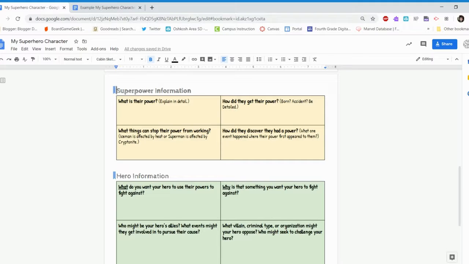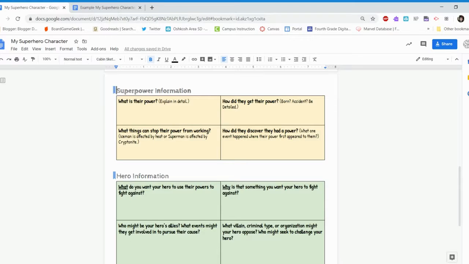What things can stop their power from working? So weaknesses, what is going to affect them and be the kryptonite to your Superman. And then how did they discover they had that power? So what one event happened where their power first appeared to them?